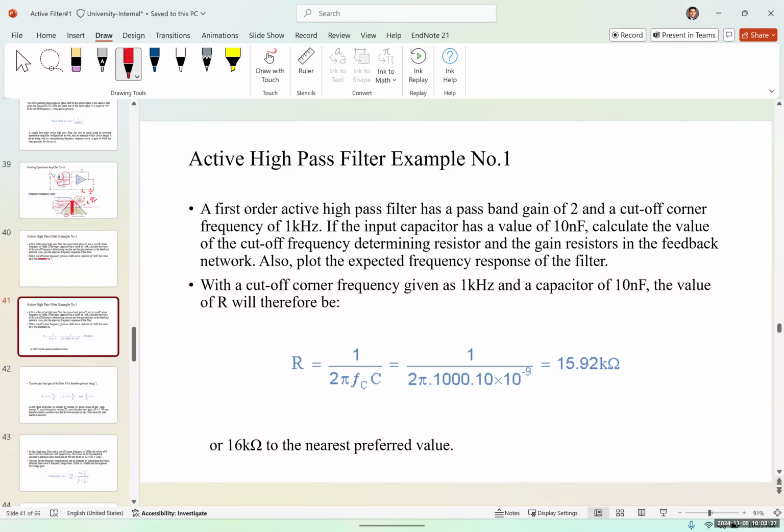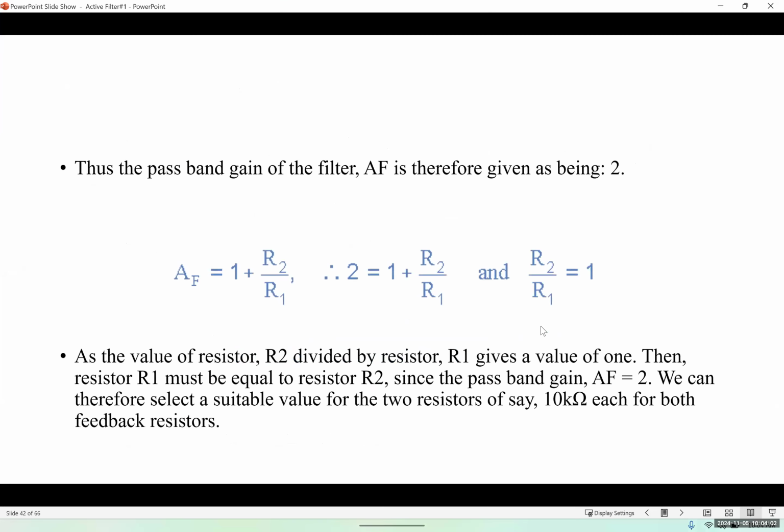So R, using the equation F equals 1 over 2 pi RC, therefore R would be 1 over 2 pi FC. So it's going to be 1 over 2 pi times 1 kilohertz, so 1,000, times 10 times 10 to the power of -9, because we have a 10 nanofarad capacitor. And therefore, the resistor will be 15.92 kilo ohms, and the nearest that we can find in a lab is 16 kilo ohms.